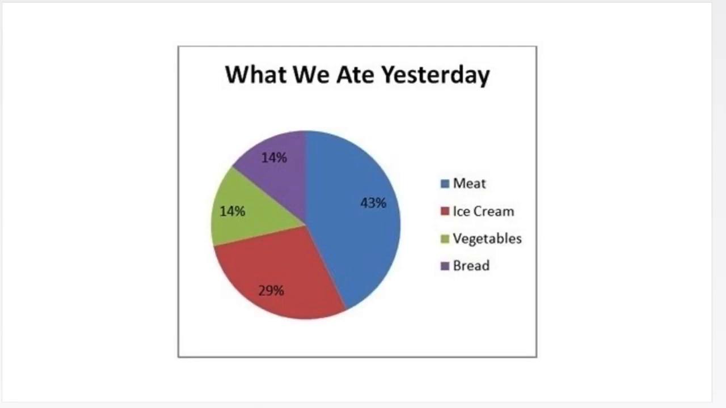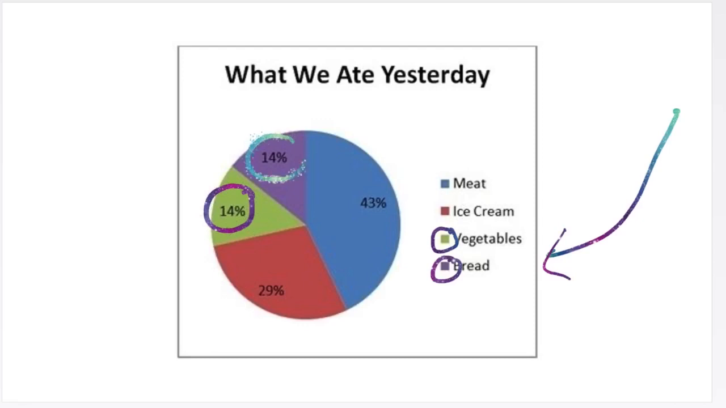So we follow the same procedure. We look at the key, we're looking for vegetables and bread, we're looking at the green and the purple. We head over here to the pie and we find the information we're looking for. But because we want to know what percentage had vegetables or bread, we're going to add the two together. Okay, so it would be 28%.